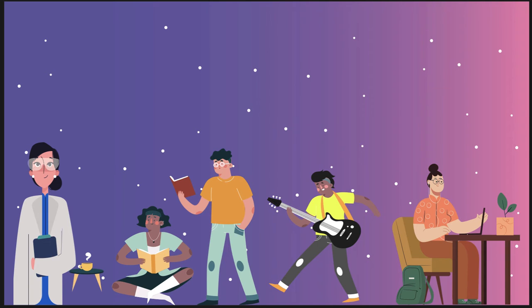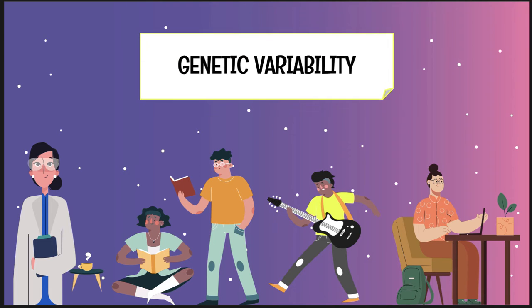Have you ever wondered how people can look different? Even siblings have distinct differences between them, unless of course you're an identical twin. Why is that? How can people with the same biological parents look different from one another? This is because of a term called genetic variability.